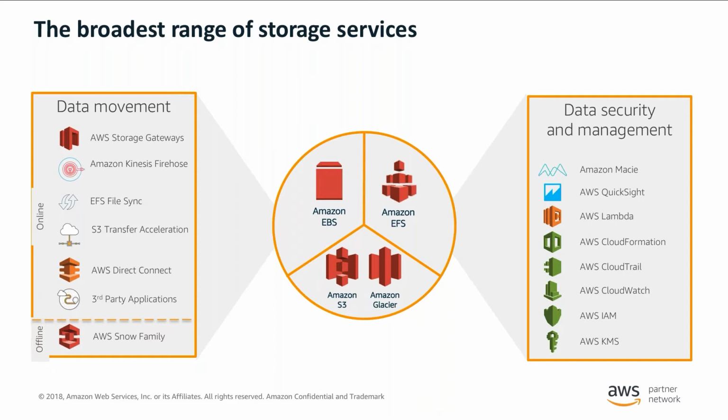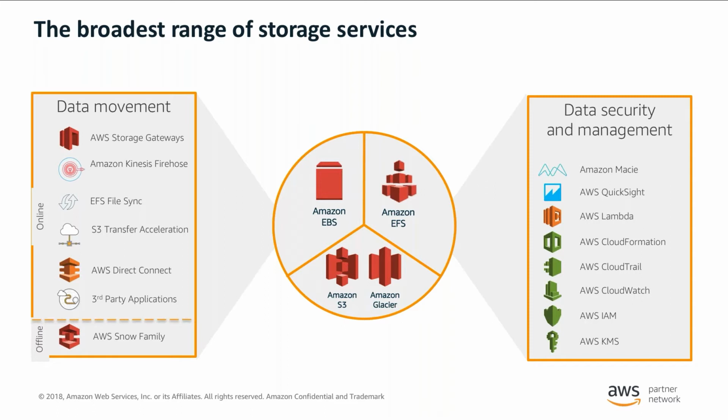The first, starting on the left, is moving data. Applications without data are not very useful, and there are many ways to address each customer's problem. So this can include hybrid solutions like the AWS Storage Gateway, or online services for moving data like Kinesis, File Sync, Direct Connect, and for those large bulk transfers, we offer offline physical transport options like AWS Snowball and the AWS Snowmobile.